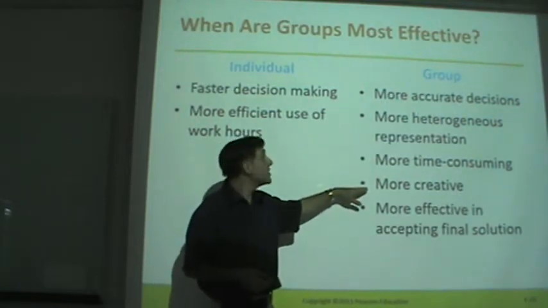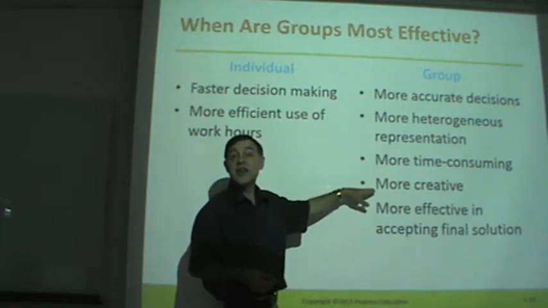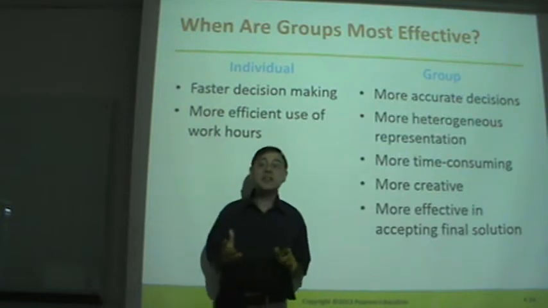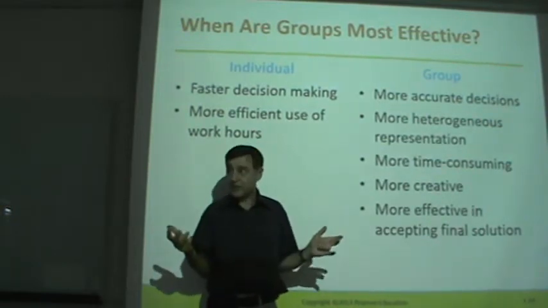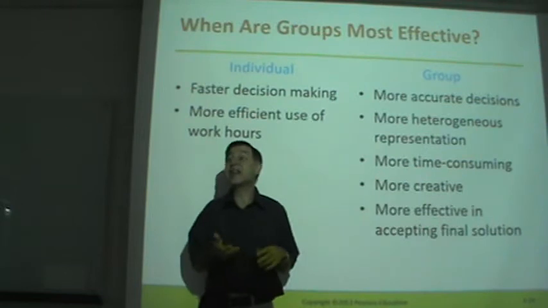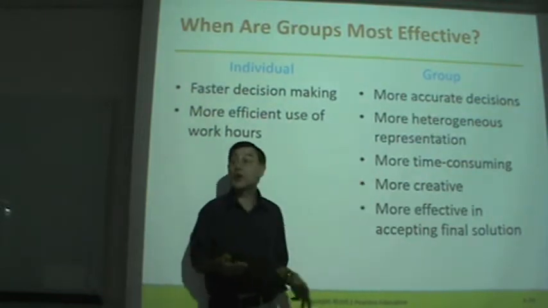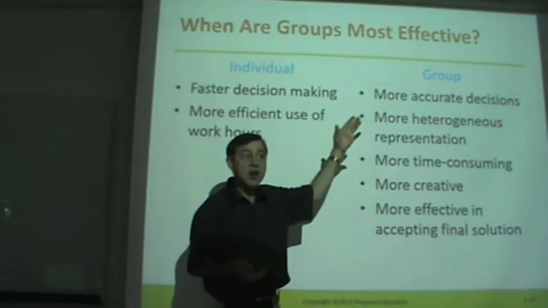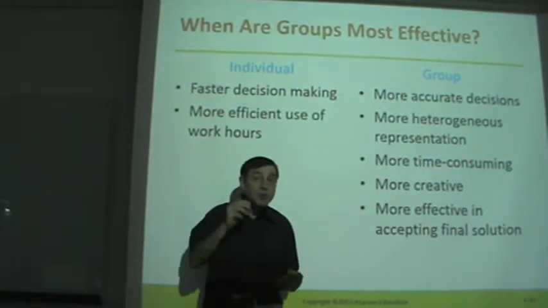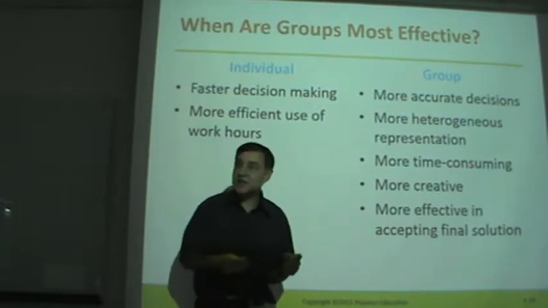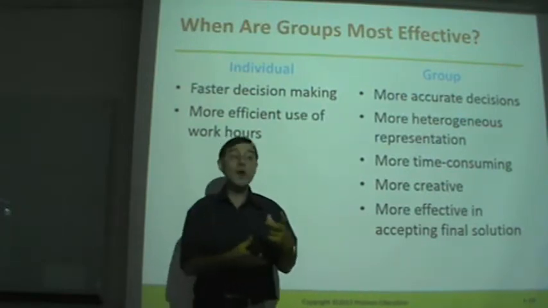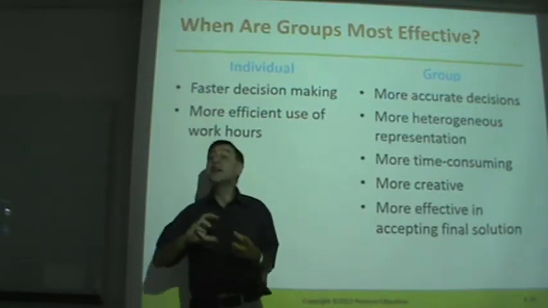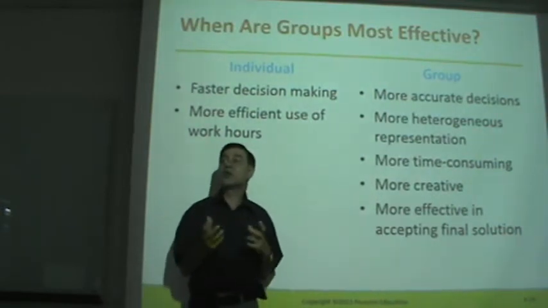Also, a group is helpful when you need creativity and more creative decisions. Sometimes decisions have to be creative. Sometimes, not always, not every time. But when you need more creative decisions, usually the group is better. Because when you have 5 or 8 people, they have different ideas, different approaches, different ways of doing things. It's more likely to get a more out of the ordinary decision.